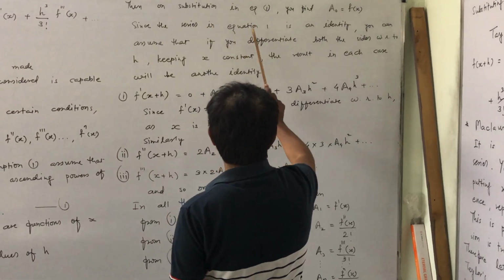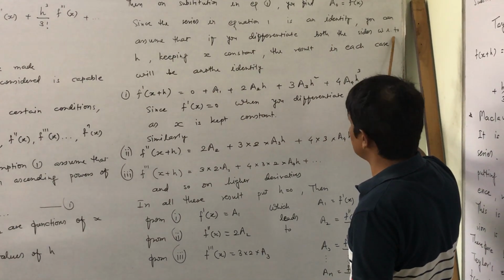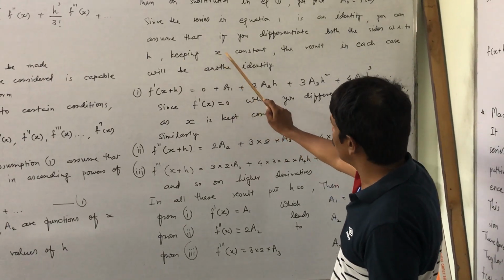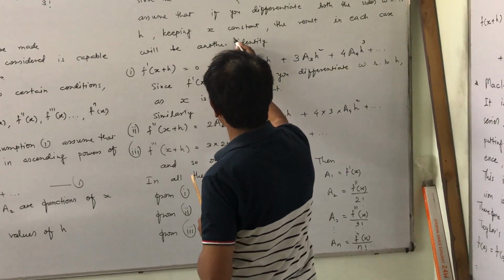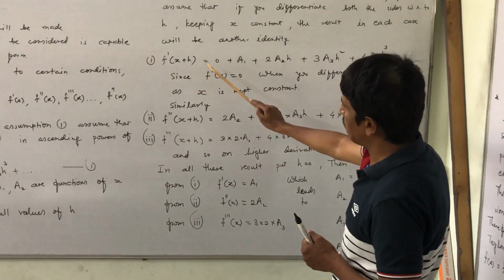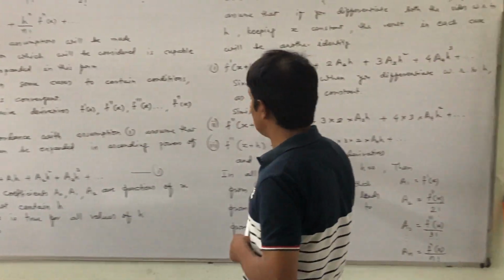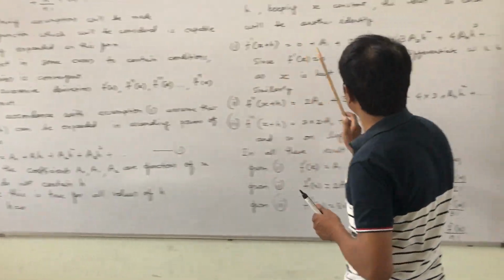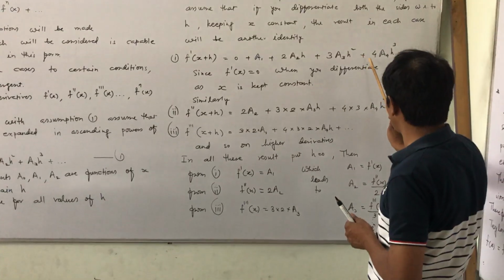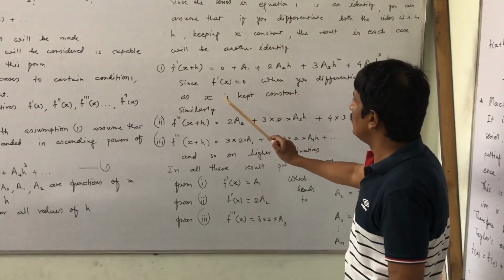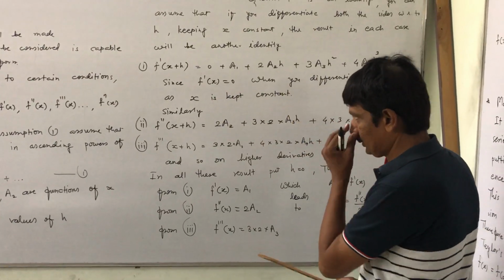Since the series in equation 1 is an identity, you can assume that if you differentiate both sides with respect to h, keeping x constant, the result in each case will be another identity. f'(x+h) = 0 + a1 + 2a2h + 3a3h² + 4a4h³ and so on. Here f'(x) is 0 when we differentiate with respect to h, as x is kept constant.